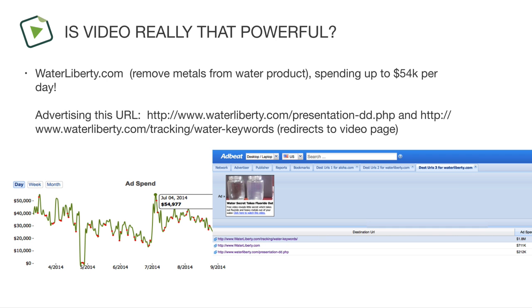Okay, waterliberty.com, they remove metals from water products. They're spending up to $54,000 per day. Okay, guess what? They're advertising to a video sales letter. So it doesn't matter which niche or industry that you're in, video sells.